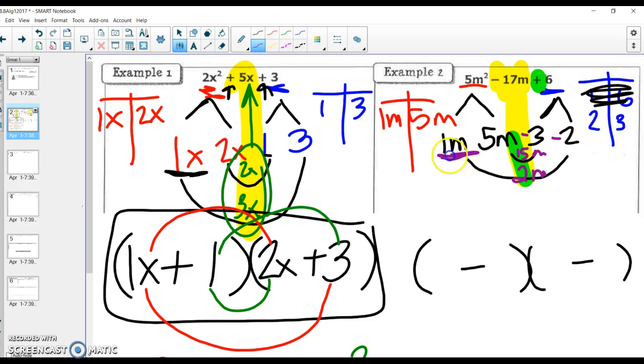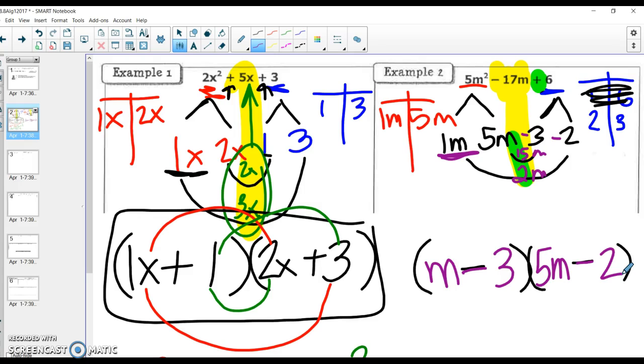Alright, so now I've got 1m. I'm just going to write it as m. If you want to keep the 1 there, you can, but it's really not necessary. Minus, then the 3 is first, and then I've got 5m, you have to write the 5, and then minus 2. I think that's my answer.